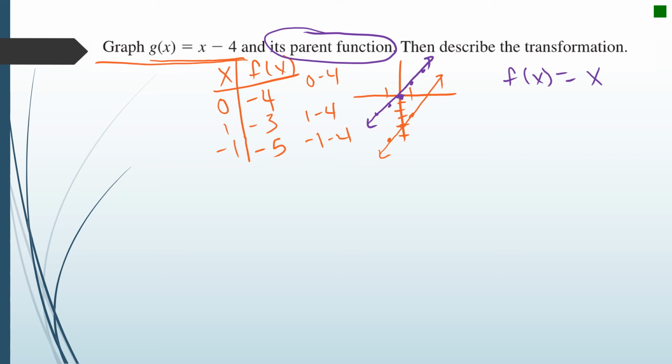All right, so what happened to this graph then? If I were on graph paper, I could see this a little bit better, but basically what happened was this moved down 1, 2, 3, 4 places. So when it says describe the transformation, we would say down 4.